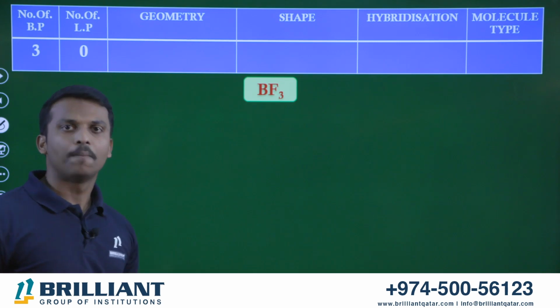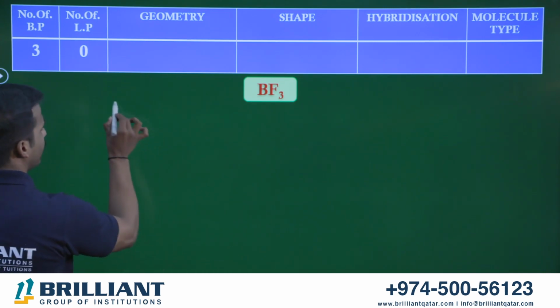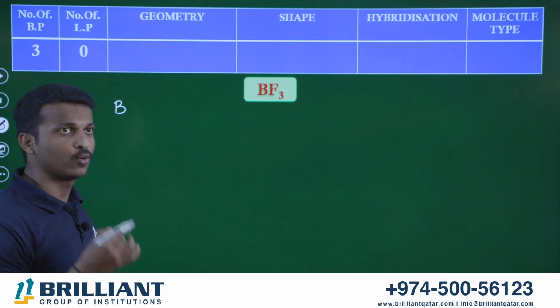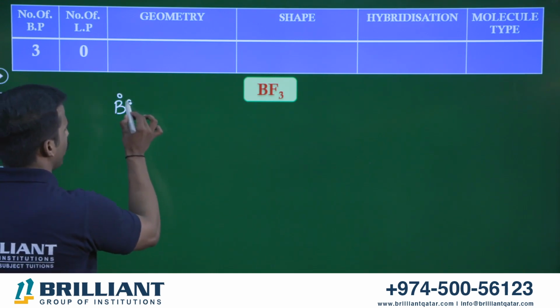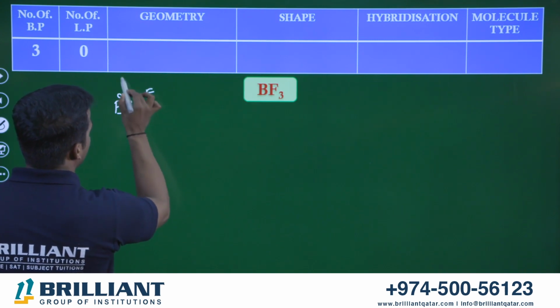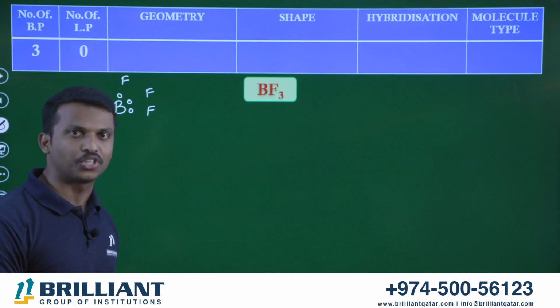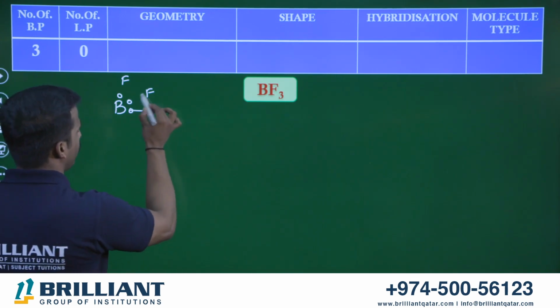Next system: 3 bond pairs, 0 lone pairs. One example is BF3. Most of the time they will ask you this type of question. Let me take boron. Boron atomic number 5, so the configuration is 2, 3. Valence electrons are 3. It is surrounded by 3 fluorine atoms. As I told you, each fluorine already has 7 electrons in its valence shell, and needs 1 more electron to complete its octet.